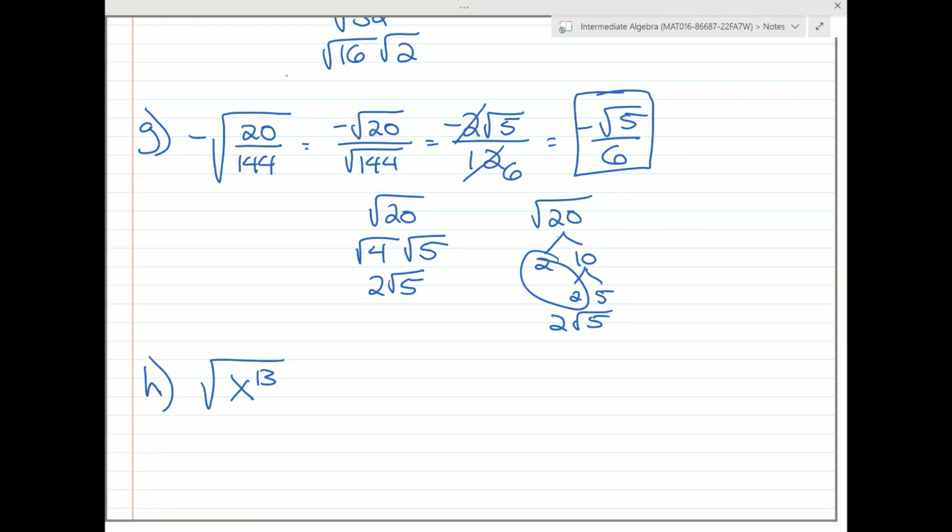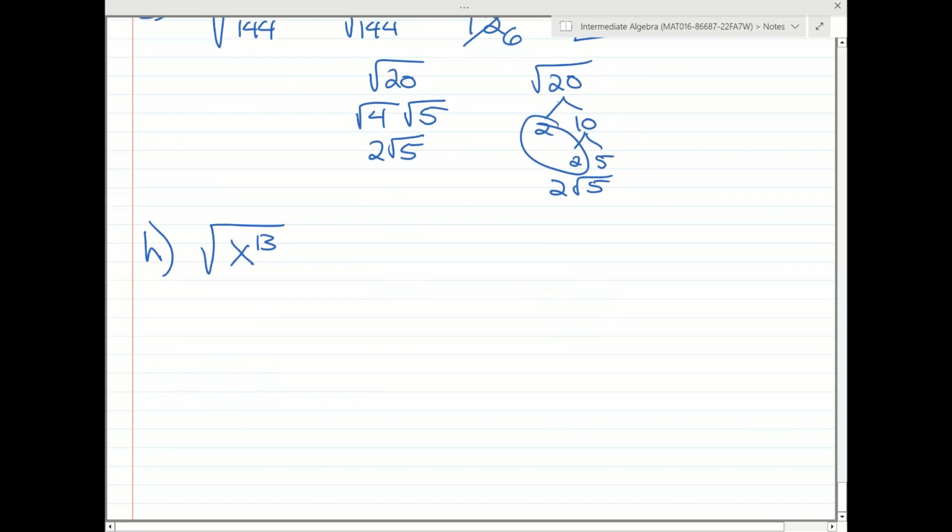Well, 13 divided by 2 doesn't work out perfectly. So there's a couple different ways we could handle these. One thing we could do is write x 13 times. And remember, we're looking for groups of 2. So here's a group. Here's a group. Here's a group. Here's a group. Here's a group. And here's a group.